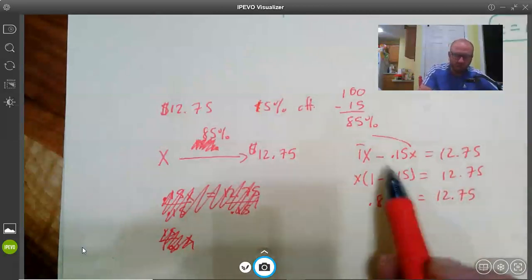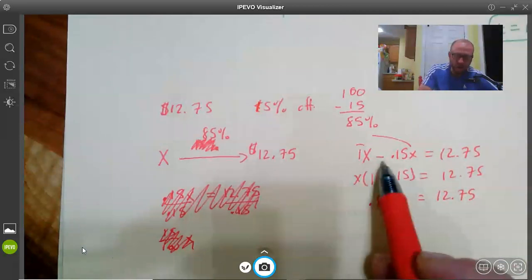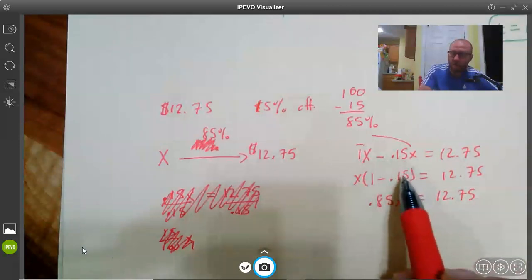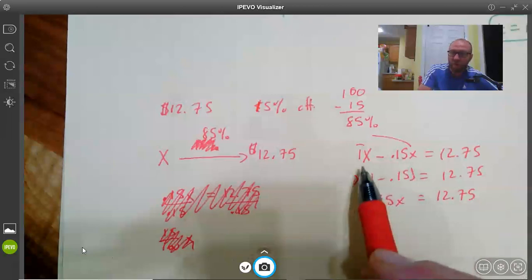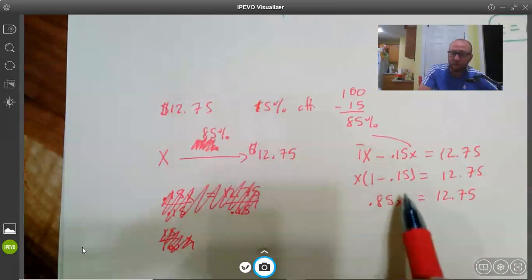So you can either work it out this way. Think of this as: I've got the whole price, take away the discount amount, do a reverse distributive property thing. It's 1x minus 0.15x, pull the x's out, and I have 1 minus 0.15, which becomes 0.85.